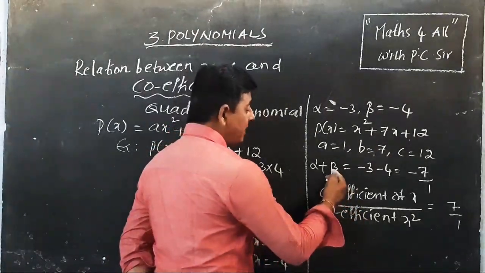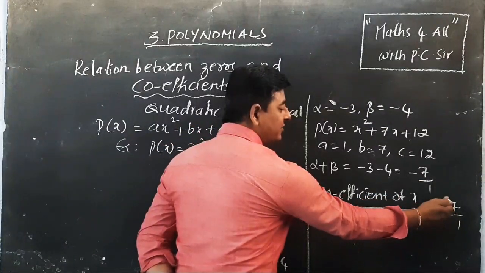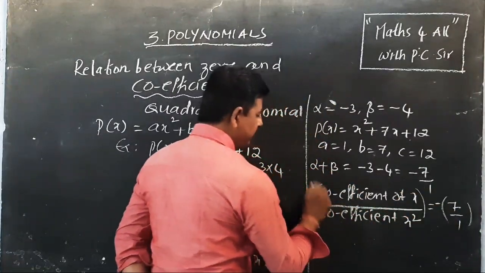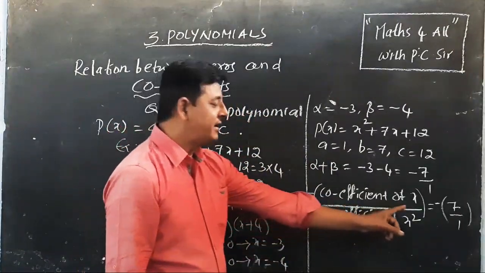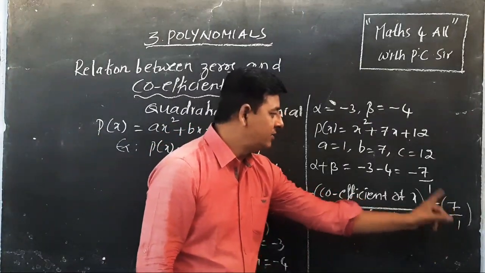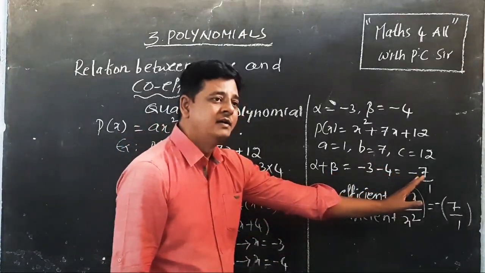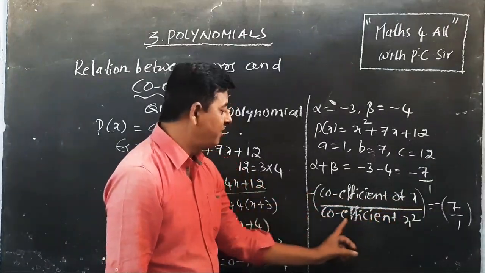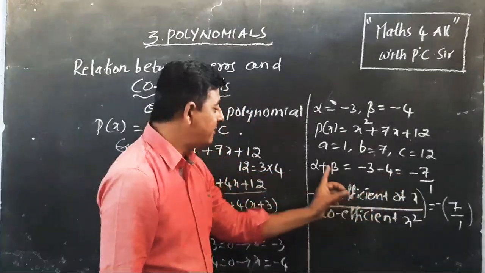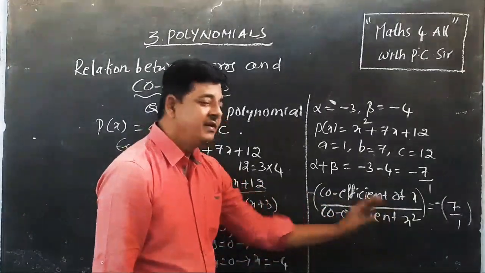But here what did we get? Alpha plus beta is equal to -7 by 1. Since we are taking 1, it is 7, so for that we are taking minus, and here also we should take minus. So now it is minus coefficient of x by coefficient of x square, which is equal to -7 by 1, that is -7 only. So here alpha plus beta is equal to -7 we got, and the ratio of coefficient of x by coefficient of x square we also got -7. So these two are equal. So alpha plus beta is equal to minus coefficient of x by coefficient of x square.